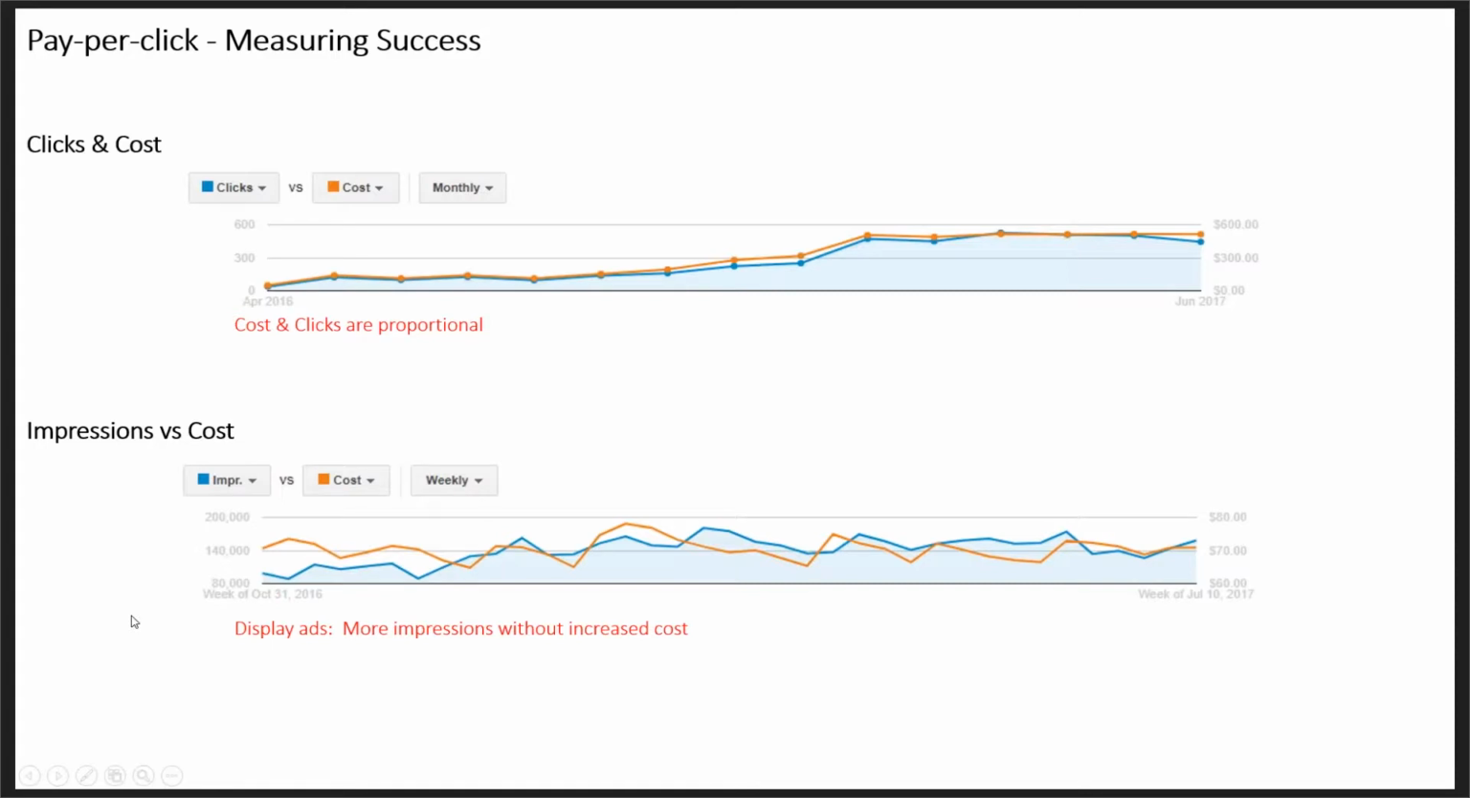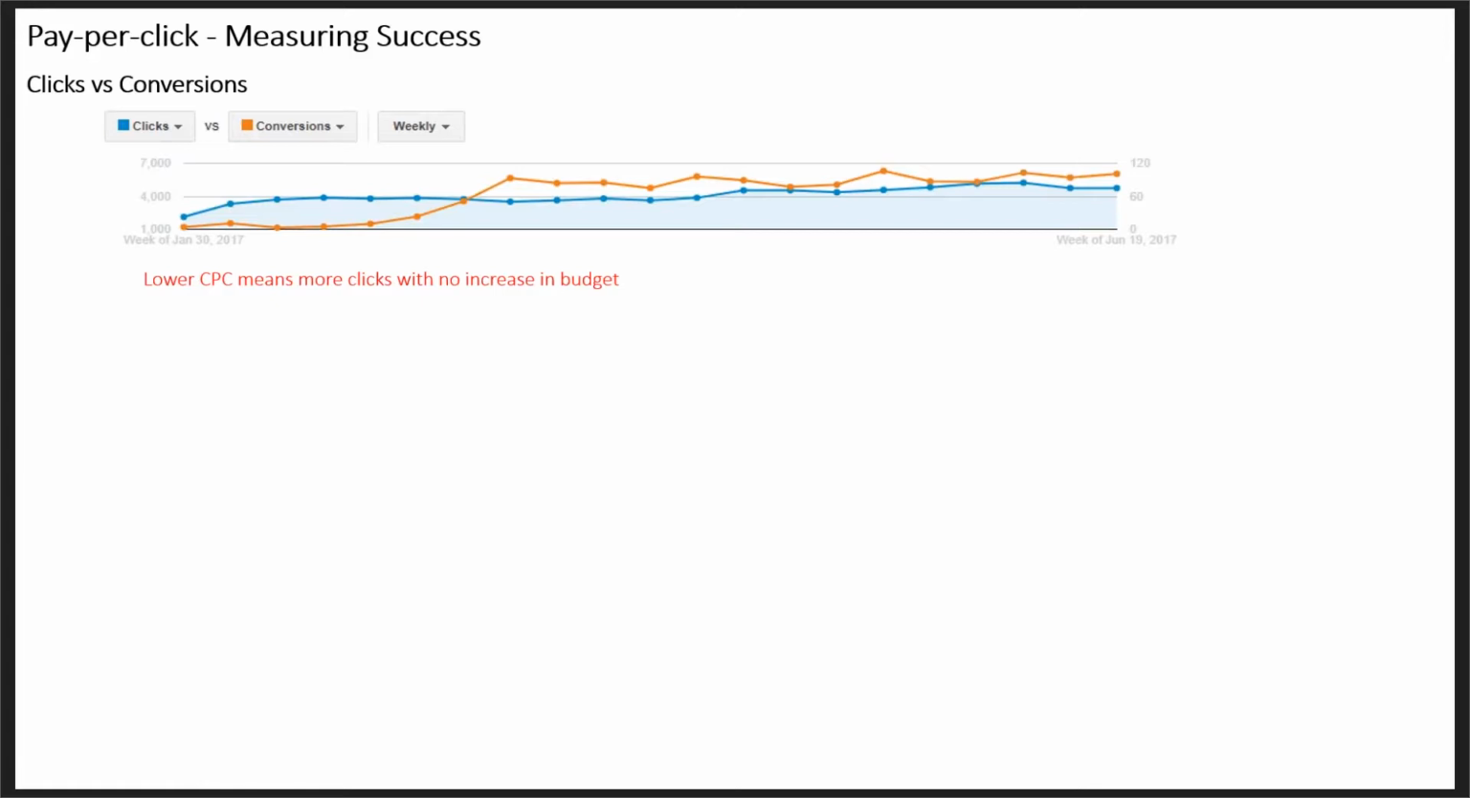Our impressions versus cost chart is taken from a display campaign, which is image ads that target people based on interests, websites visited, demographics, and a lot of other things like that. We mostly run these campaigns for brand awareness, not for high click-through rate or conversions, but for high impressions.